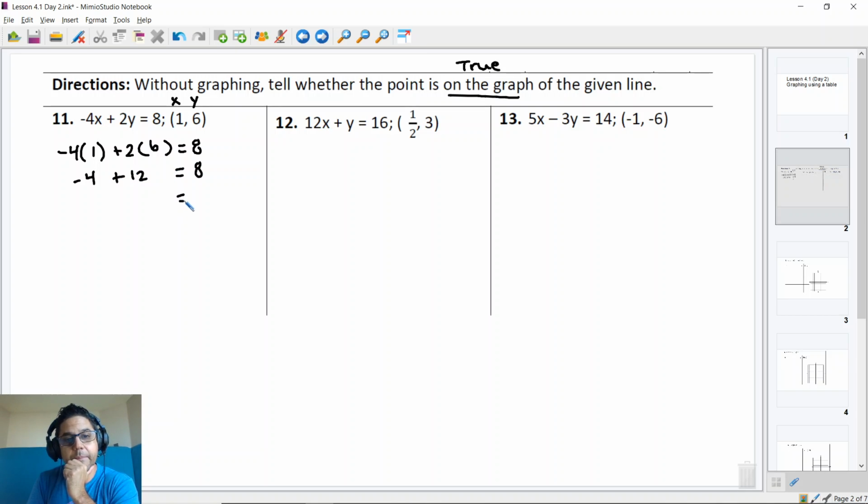So I'm still going to keep it like this. We're going to be doing a lot of that in Chapter 5. Just keep bringing it down. Negative 4 plus 12, or 12 subtract 4 is 8. This is a true statement. So yes, it would be on the line.